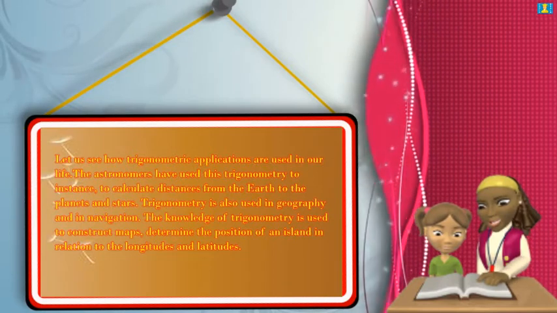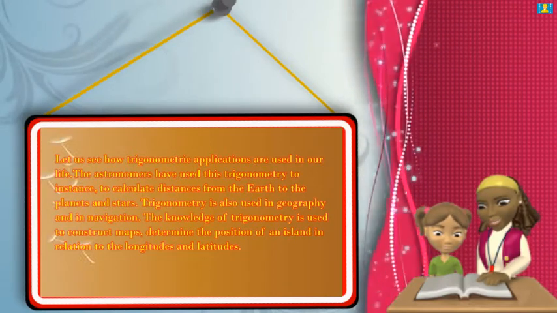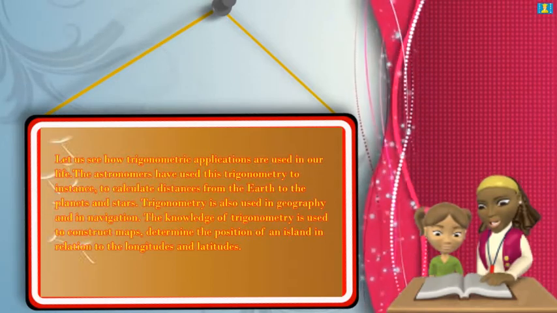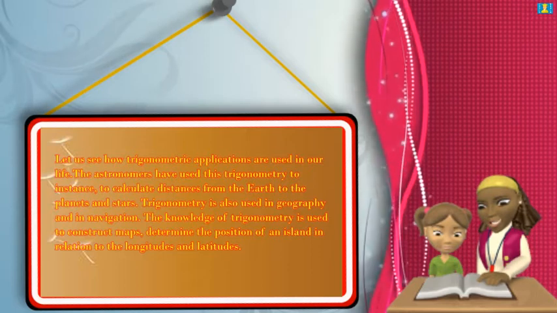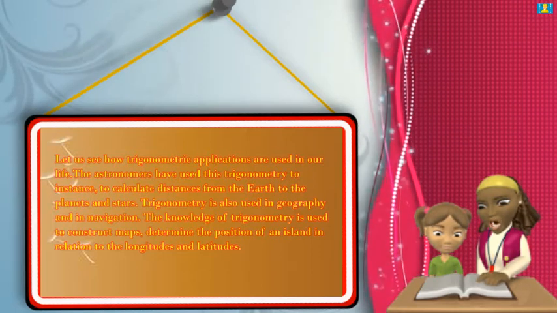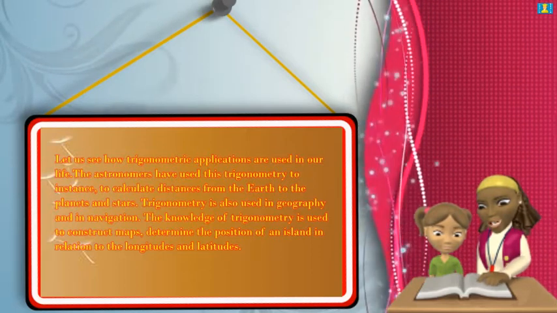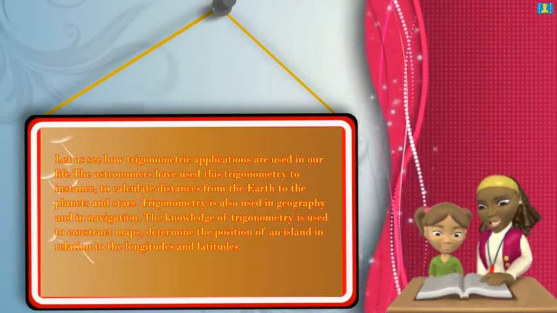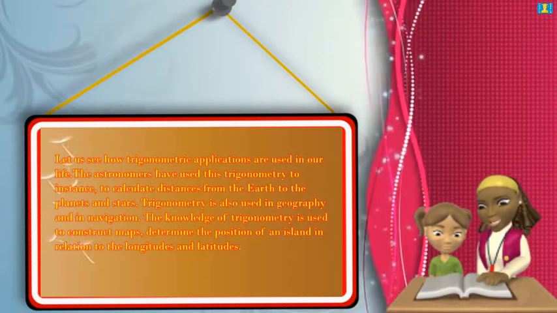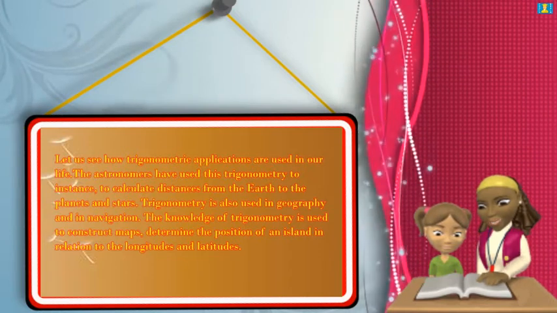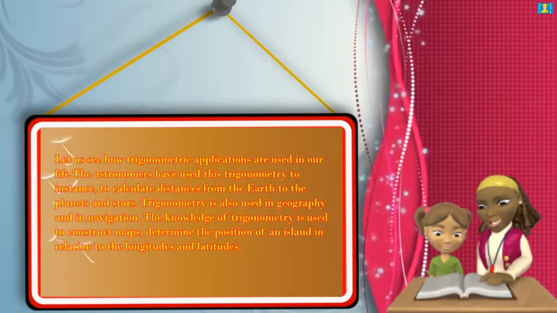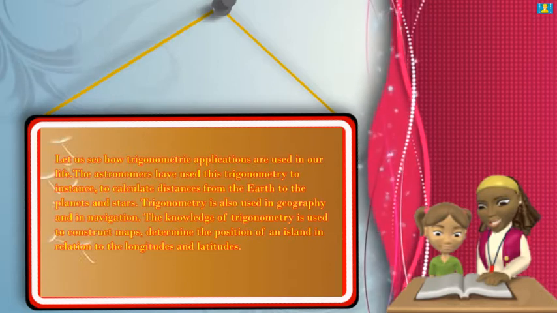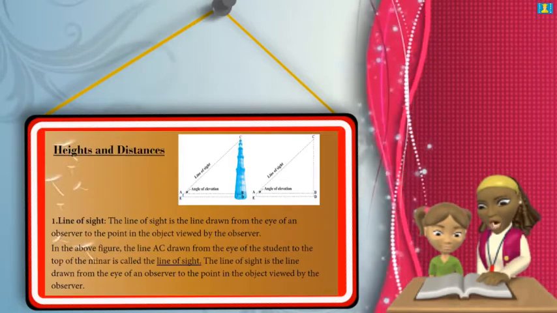Astronomers have used trigonometry, for instance, to calculate distances from the Earth to the planets and stars. Trigonometry is also used in geography and in navigation. The knowledge of trigonometry is used to construct maps, and determine the position of an island in relation to the longitudes and latitudes. Next one is heights and distances.